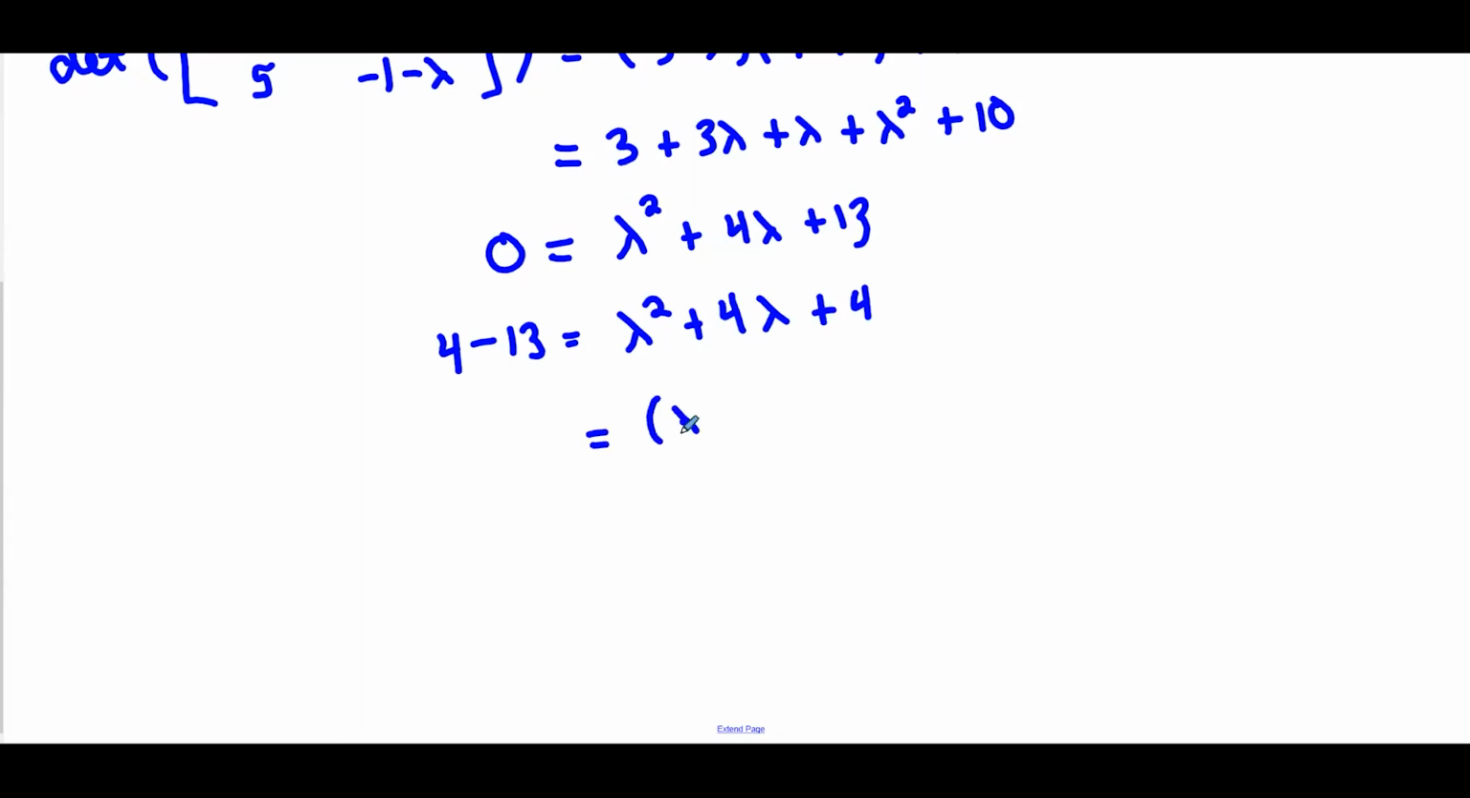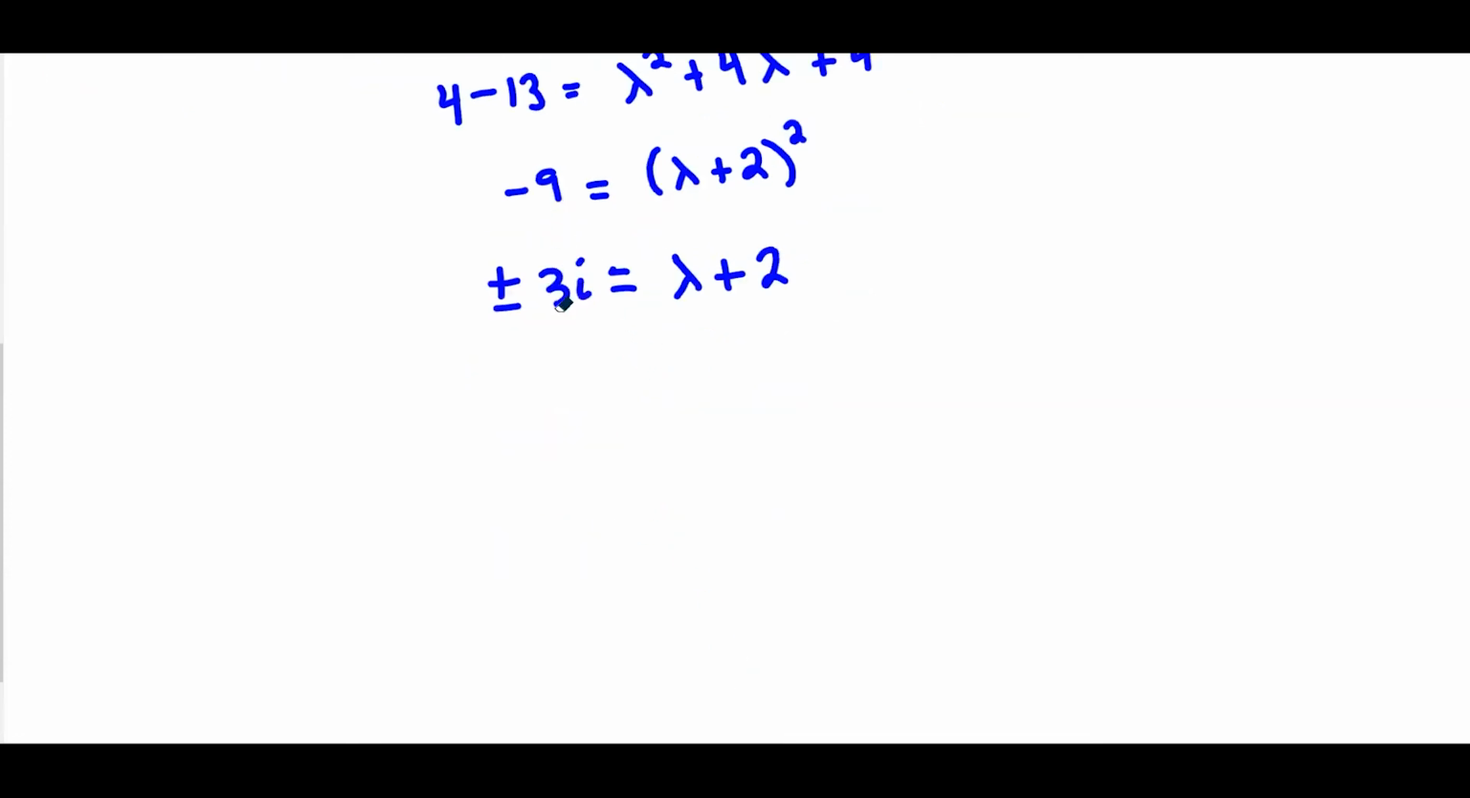So this is lambda plus 2 squared, since this is a perfect square. And this is 4 minus 13, that's -9. So when I take the square root of both sides, I get plus or minus 3i, because that's the square root of -9. So there's my complex part. And then I subtract 2 from both sides. I get lambda is -2 plus or minus 3i. So I have these two complex eigenvalues.